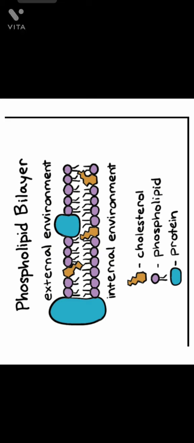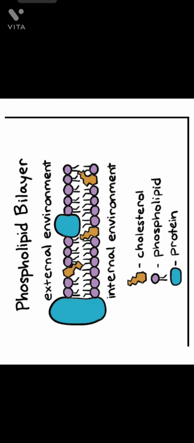Then the fluid mosaic model. It was introduced by Singer and Nicholson in 1972. They described the whole bilayered phospholipid cell membrane with a structure as you can see on the screen. There are integral proteins, peripheral proteins, lipids, hydrophilic transmembrane proteins, carbohydrates and cholesterol.